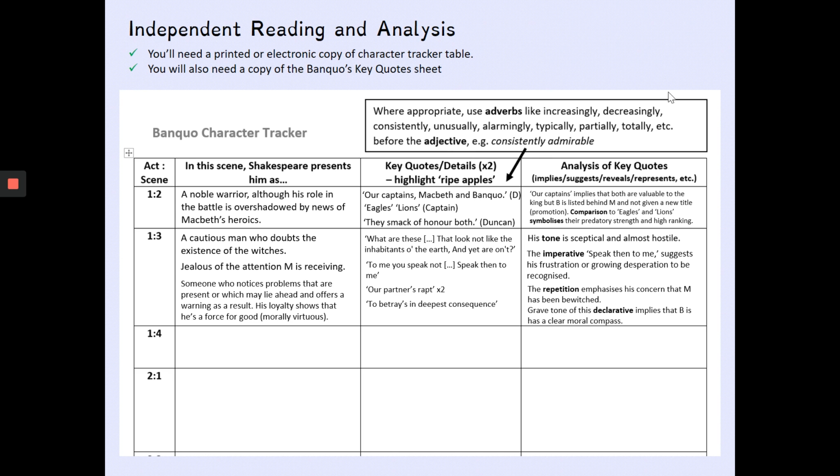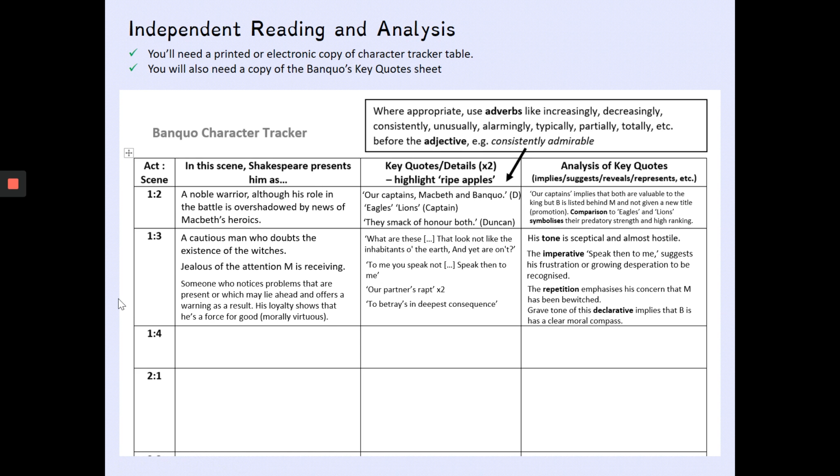So in Banquo's case, we might say that throughout the play, he's consistently admirable. Now that shows your ability to analyse structure, which is a difficult but worthwhile skill to be able to show. And it also shows that you can evaluate the text. And as I've said in previous videos, the ability to evaluate is in the top band of the mark scheme. So this is just a little trick you can use to show that you are really understanding a character's development as the play goes on.